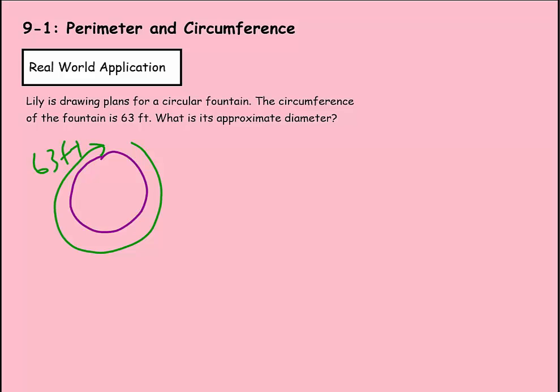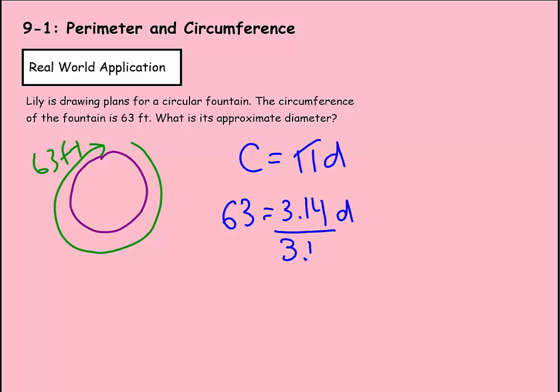Here's where we have to go back to our formula. Circumference equals pi times diameter. And what do we know so far? Well, I know that the circumference is 63, so 63 equals pi times diameter, and I know that pi is 3.14, so 3.14 times diameter. If I want to get diameter by itself to solve for diameter, I would need to divide by 3.14. So these would cross off, giving me just d. So I'd have 63 divided by 3.14.